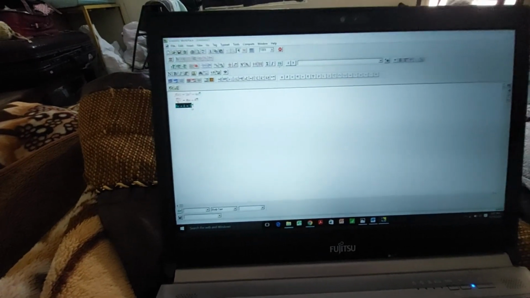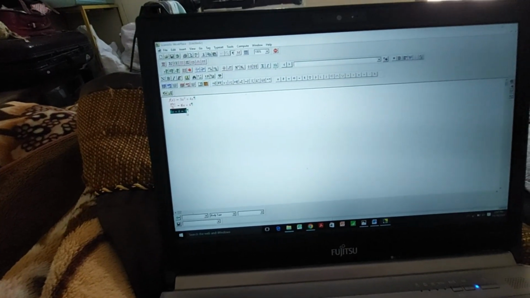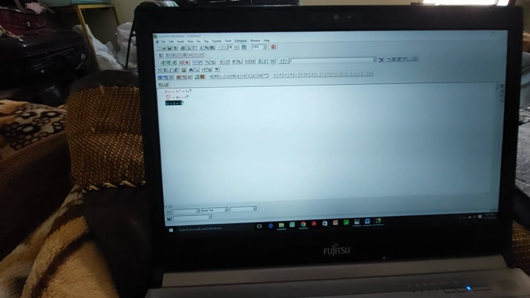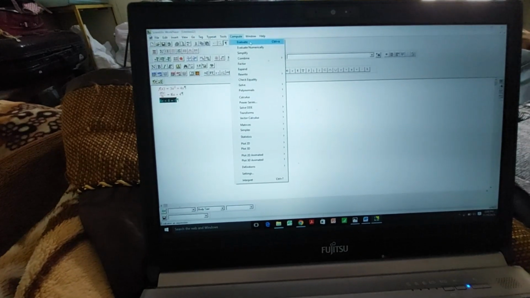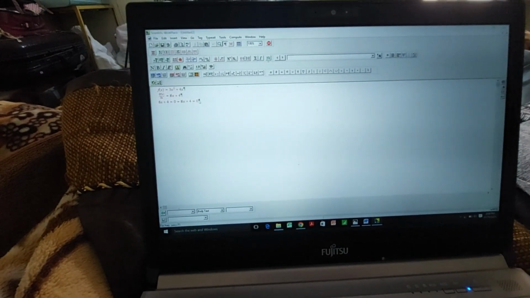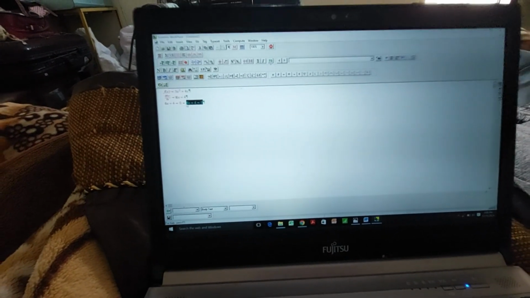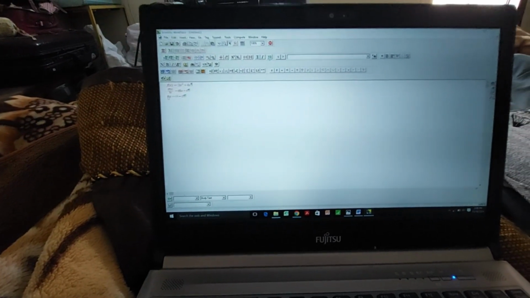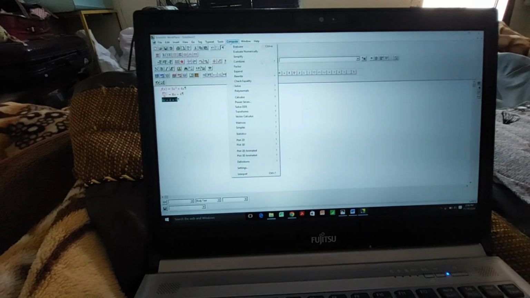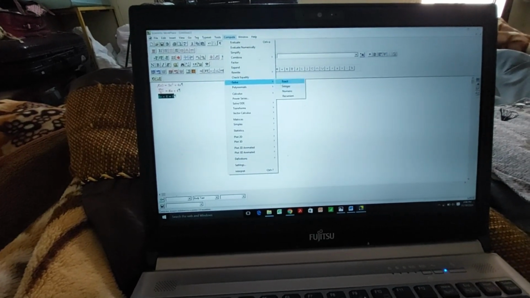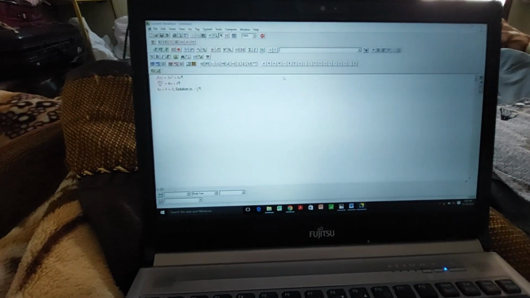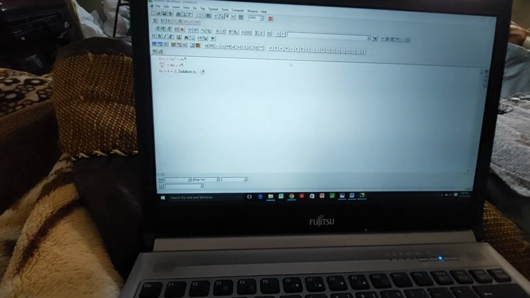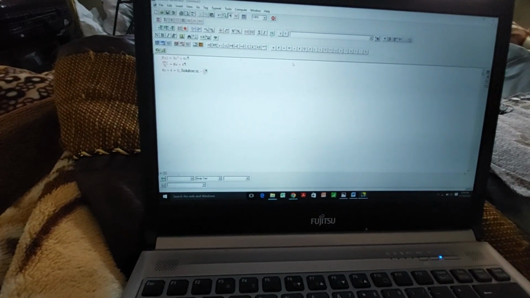Now we have an equation over here to solve for x. So I go to Compute and evaluate it. But this is to be evaluated numerically or solved, so I go to Compute, Solve, and I want an exact solution for it. So I solve it exact. The solution is minus 2 by 3. It means that x is equal to minus 2 by 3.